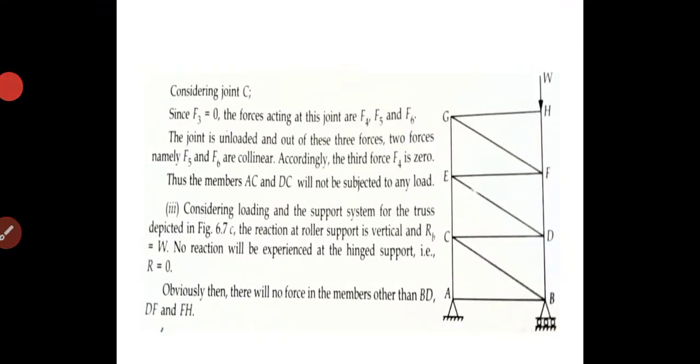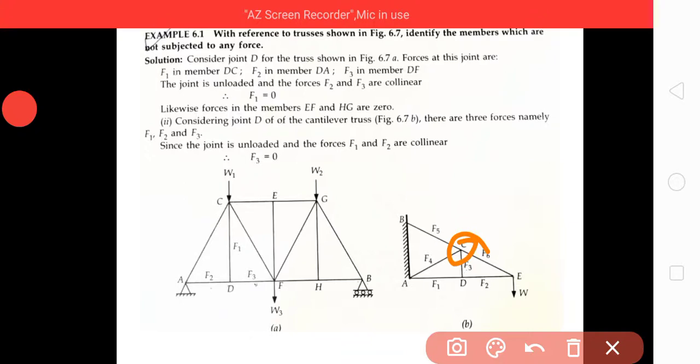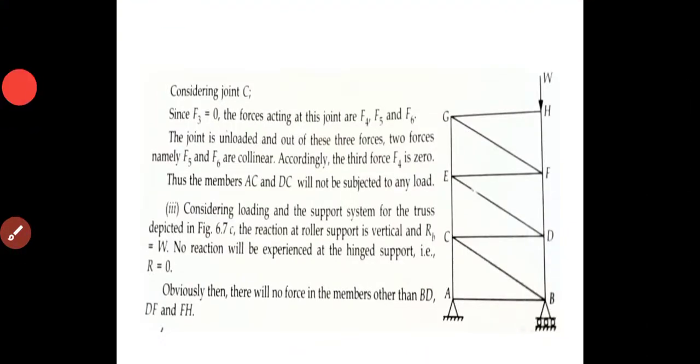Consider joint C again. This is joint C. Since F3 is 0, the forces acting on the joint are F4, F5 and F6. The joint is unloaded and out of these three, two forces, namely F5 and F6, are collinear. Accordingly, the force in F4 is 0. Thus, the members AC, DC will not be subjected to any load.